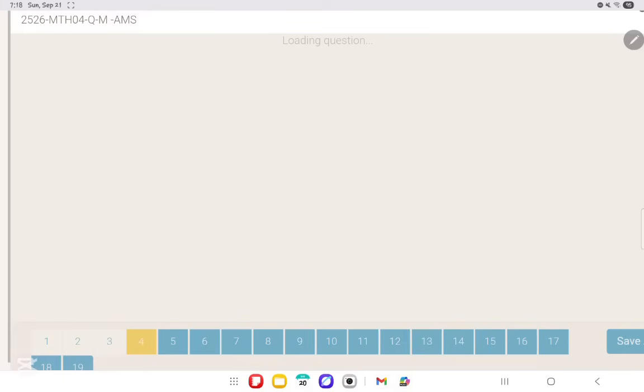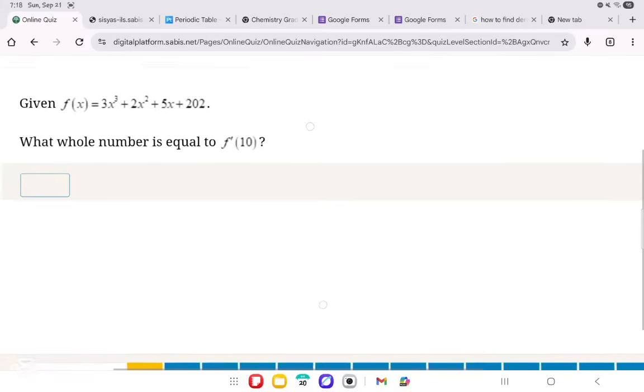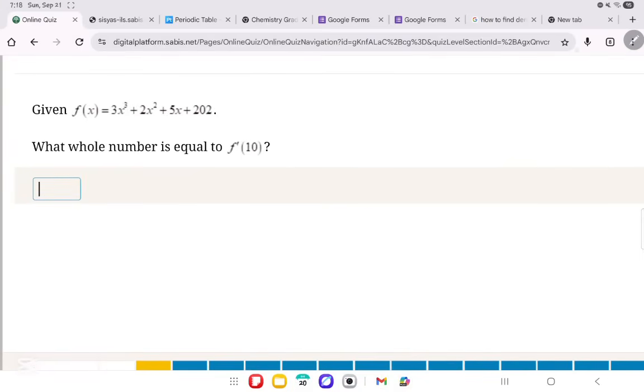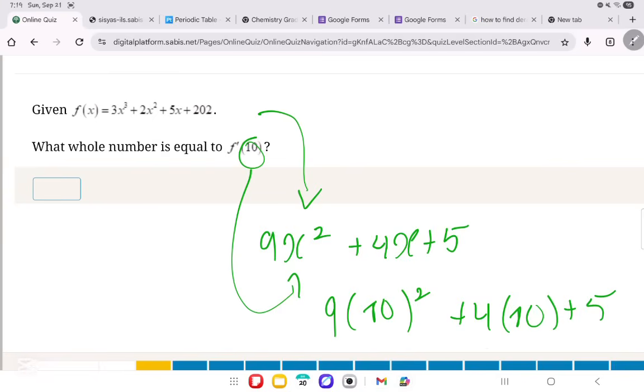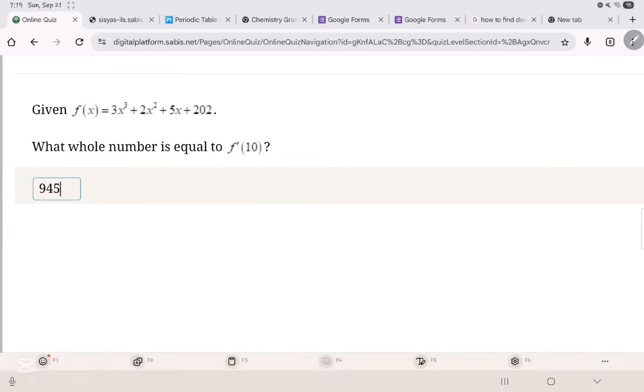We'll move on to question number 4 now. What does it say? What whole number is equal to the substitution of derivative 10? So first of all, we need to find the derivative of this. It's very easy. For each one you find its derivative. So 9x squared plus 4x plus 5, and we substitute 10 now here. So 9 times 10 squared plus 4 times 10 plus 5, and you are supposed to get an answer which is equal to 945. So this is our answer.